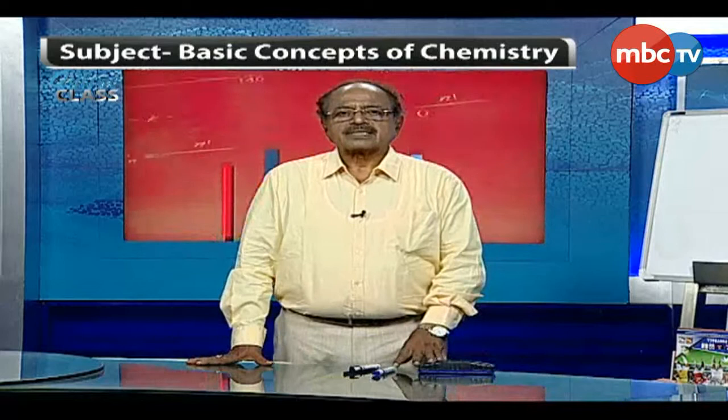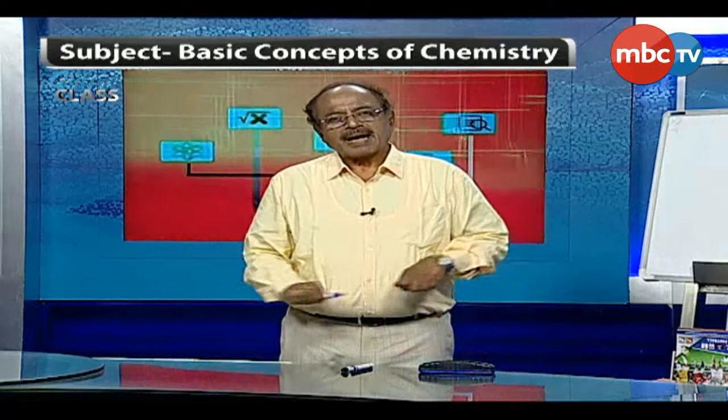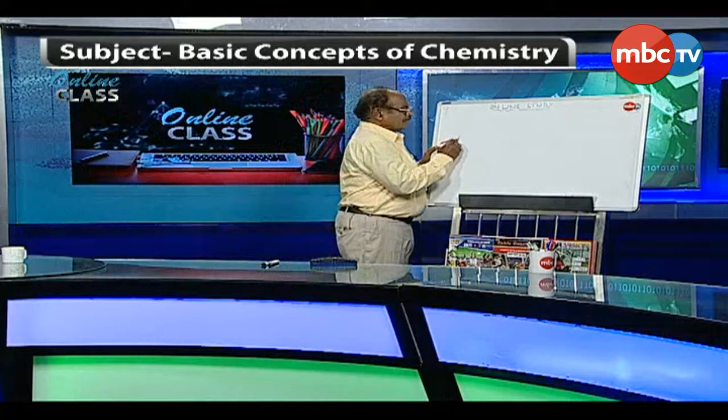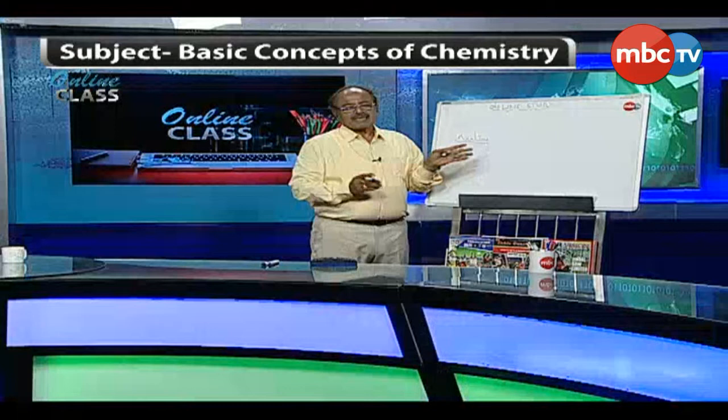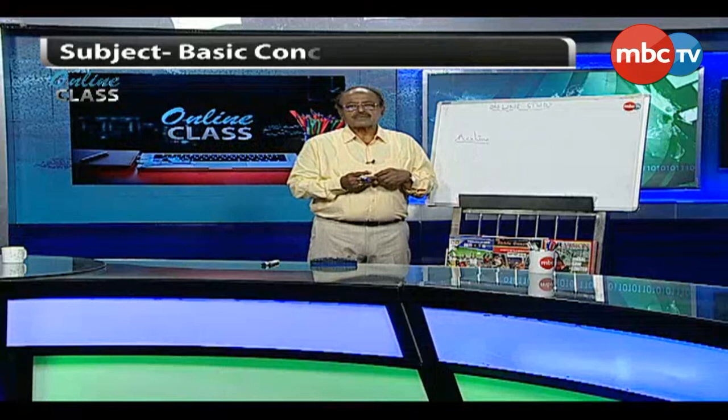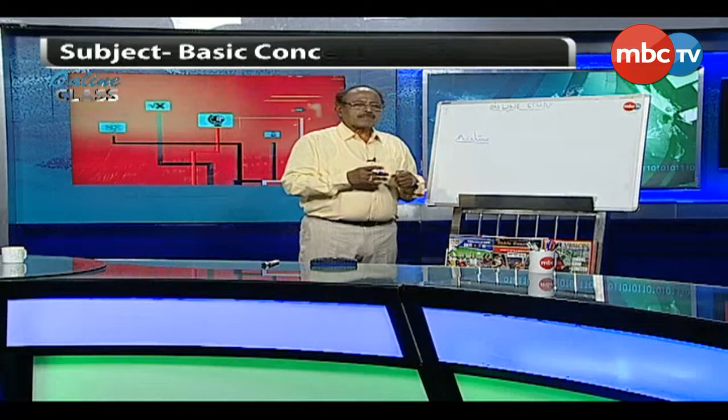Now, we were discussing last class that matter can also exist as a mixture. So what is a mixture? A mixture is formed by the combination of two or more pure substances of different composition, which can be separated by physical means into their constituent components.